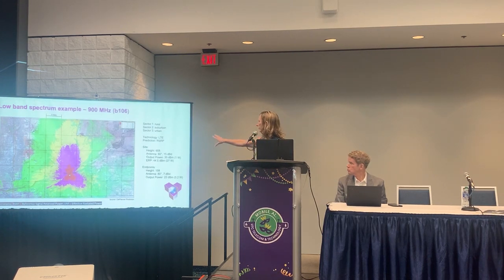1 by 1 antenna, same site, same endpoints. But I'm looking at the RSRP prediction. Why am I highlighting RSRP? That's another common misconception when it comes to LTE.